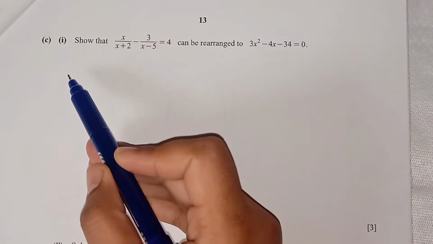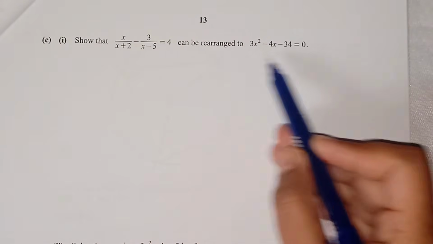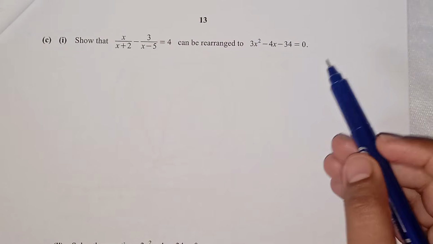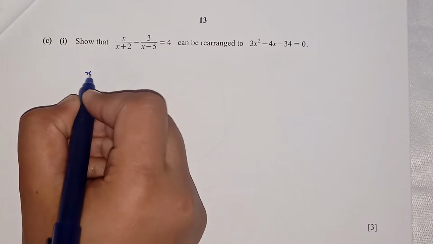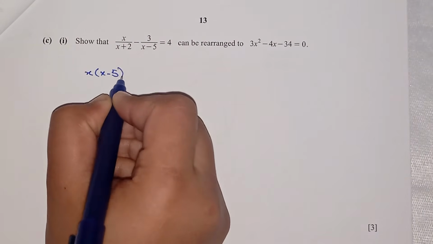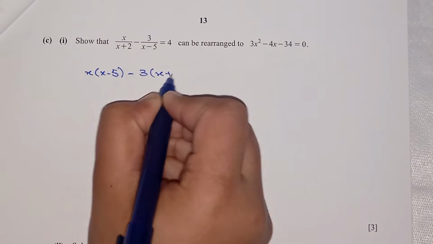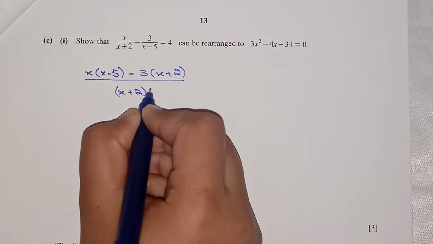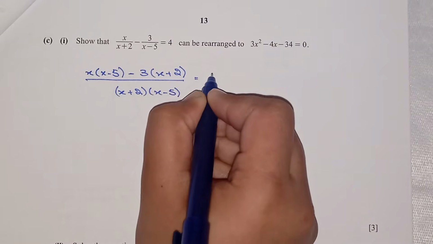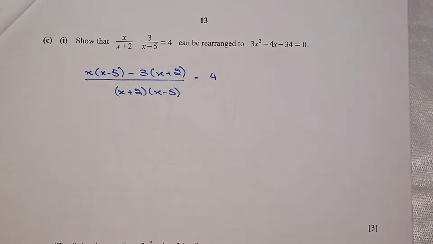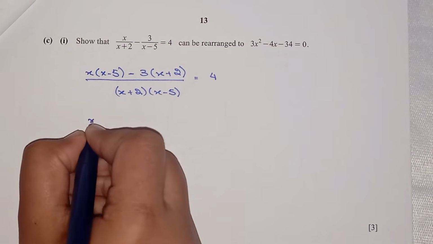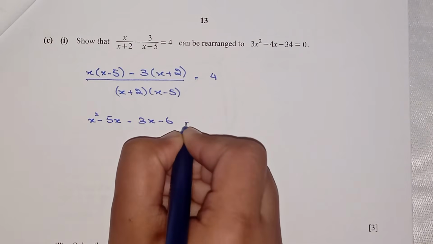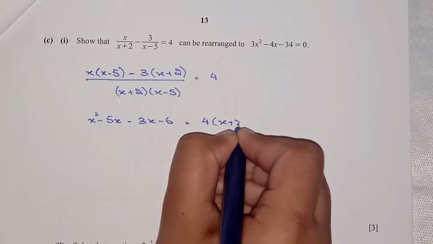In C part, the first one, show that this can be arranged to this. Okay, so we need to take an LCM and then do a cross multiplication. So x times x minus 5, negative 3 times x plus 2, divided by x plus 2 and x minus 5. This would be equal to 4. Okay, now let's multiply the terms. It would be x squared minus 5x minus 3x minus 6. This would be equal to 4 times x plus 2 and x minus 5.